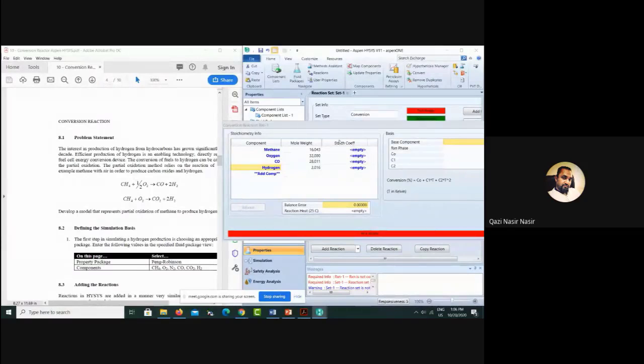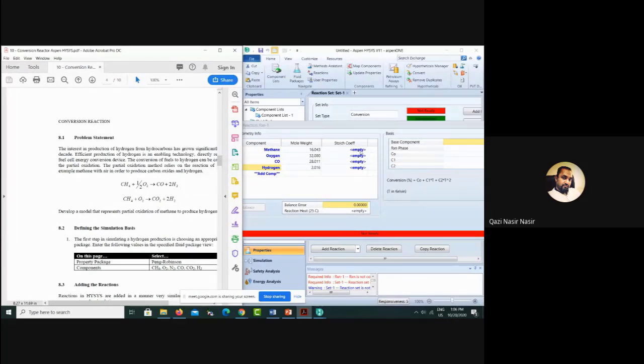Now you need to add the stoichiometric coefficients. This one has 1, that was not mentioned. The stoichiometric coefficient of oxygen is half, 0.5. The stoichiometric coefficient of carbon monoxide is 1, and hydrogen is 2. However, how will Aspen Hysys know which one is reactant and which one is product? The ones which are reacting, the reactants, you need to mention them with a minus. It means, in Aspen Hysys, if you put -1 here, this is 1, right?